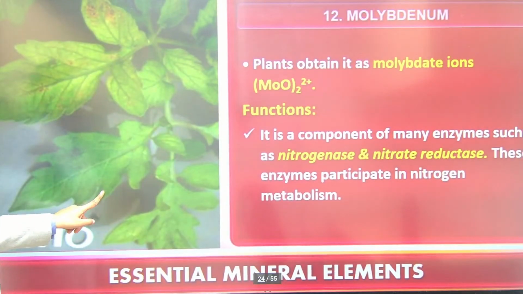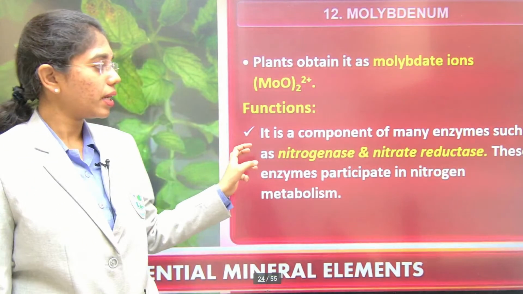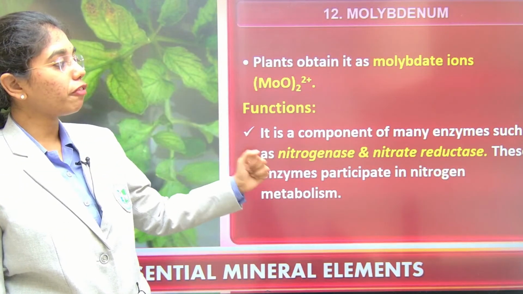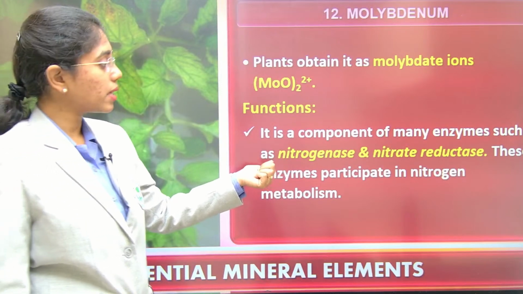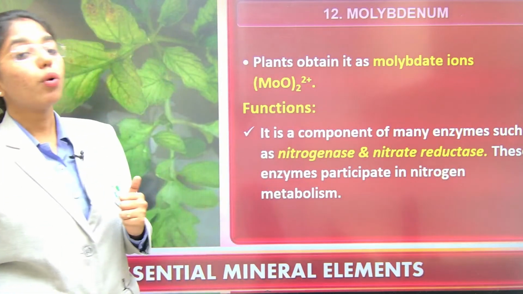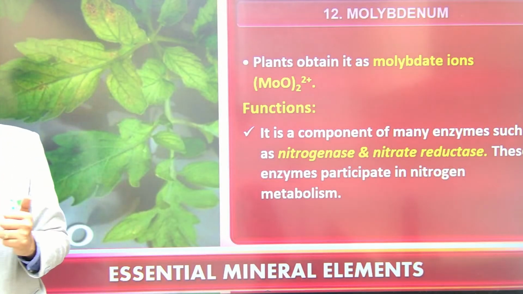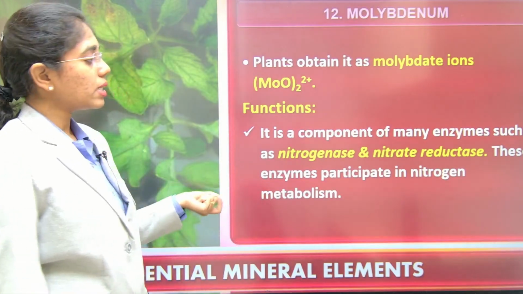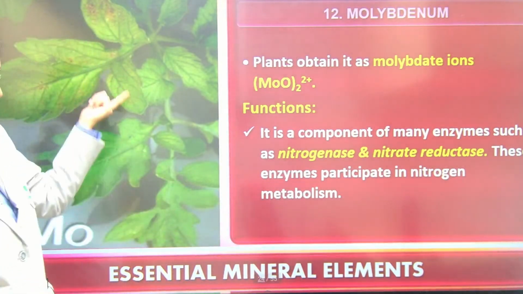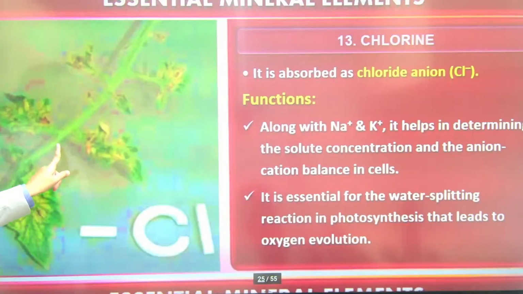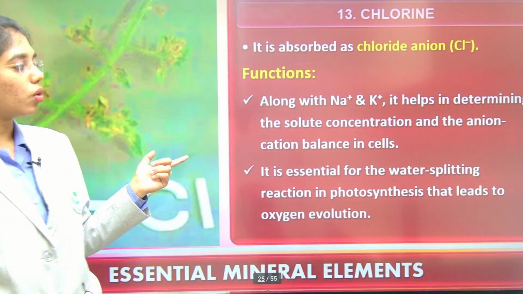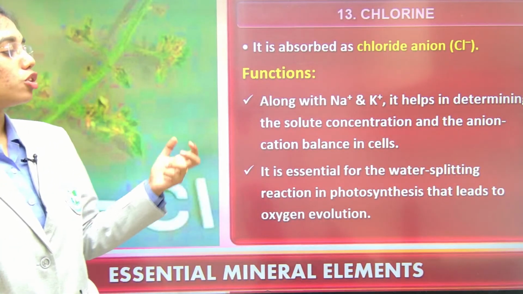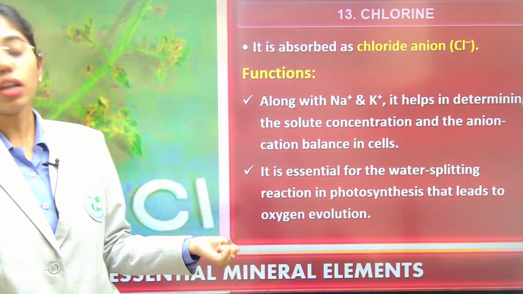Next you see molybdenum. Molybdenum is absorbed in the form of molybdate ions. It is a component of many enzymes like nitrogenase and nitrate reductase. Both enzymes come into the picture during nitrogen metabolism, which we are going to study now. Next is chlorine. Chlorine also plays a major role in anion-cation balance and in opening and closing of stomata, and it is also helpful for the water splitting reaction during photosynthesis.